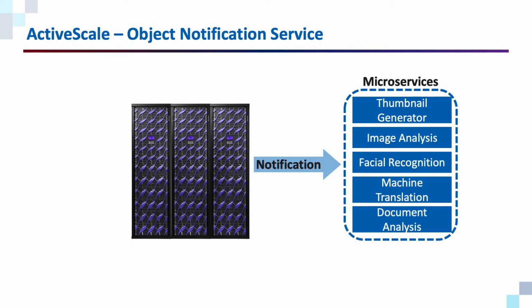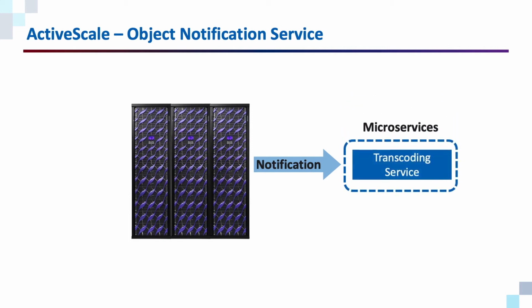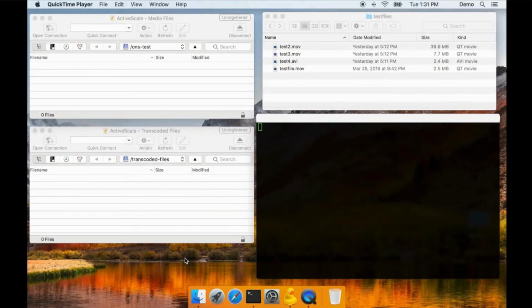In this demonstration, I'm going to be using ONS to trigger the transcoding of video files. In the media and entertainment industry, this is a very common task. If you're running a video streaming service, it's useful to transcode several versions of each video and optimize them for playback on various devices. With ONS, you can configure ActiveScale to call a transcoding service every time a video is uploaded and automatically convert that video to the desired format. Here's what the workflow might look like.